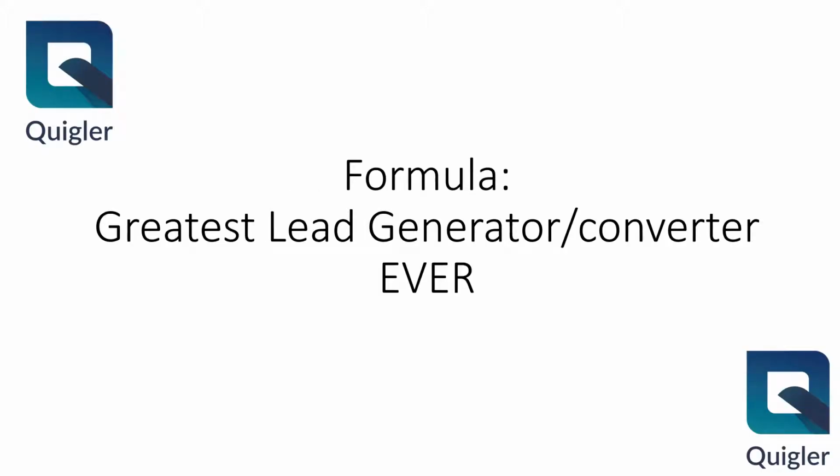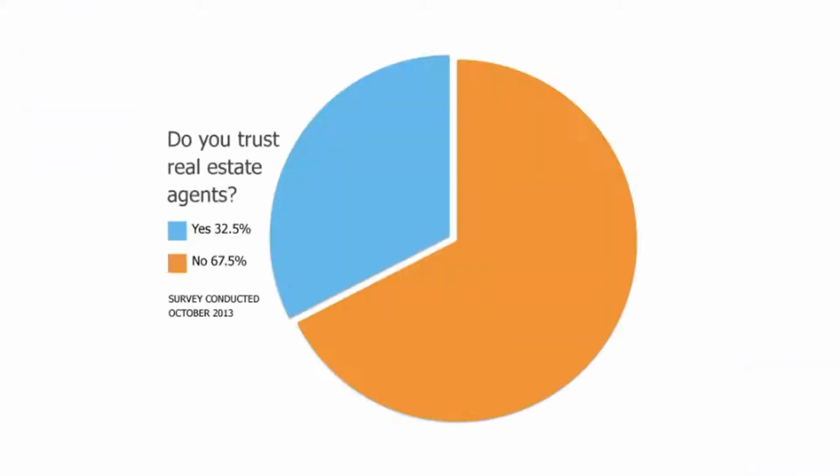Now let's go back to the beginning and remember why we're doing this. Quigler is your tool to be able to implement the formula for the greatest lead generator converter in history. What's that? It's trust. And 67% of consumers say they do not trust us. And 72% of consumers under 44 say they don't trust us.